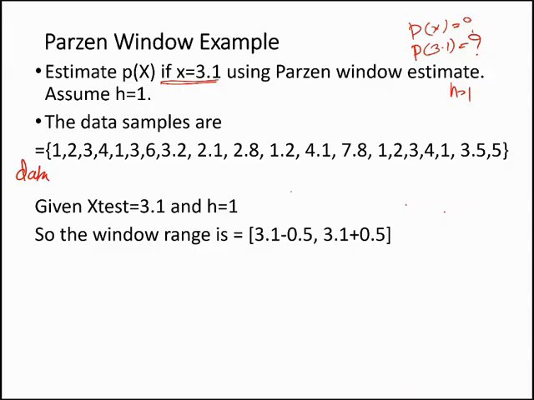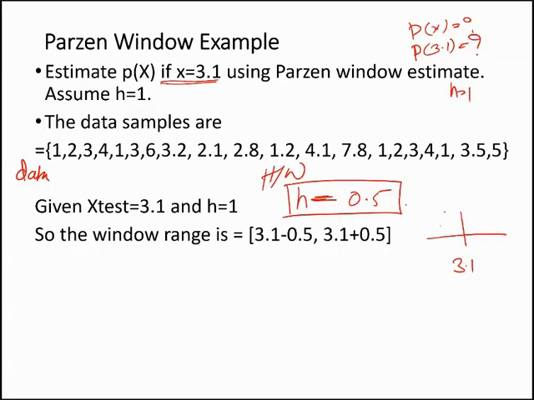Suppose I give you another problem, or you can take this as homework. Now suppose I make H equal to 0.5. What will change in my answer? So now this is my 3.1. I am centering this window here. So what will be the max point now? It will be 3.1 plus 0.25.